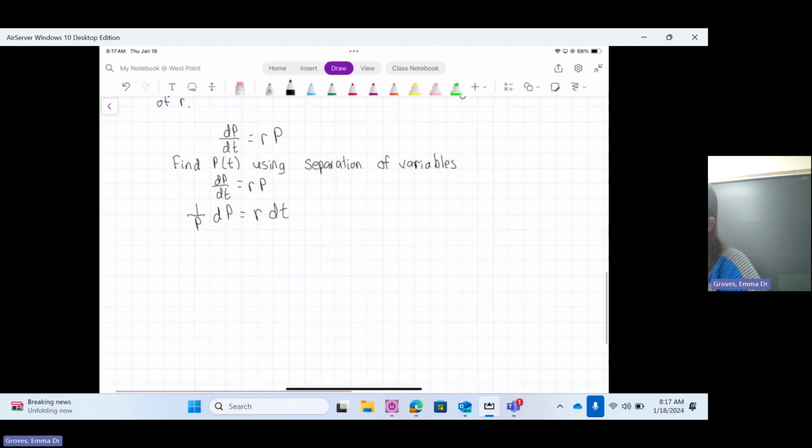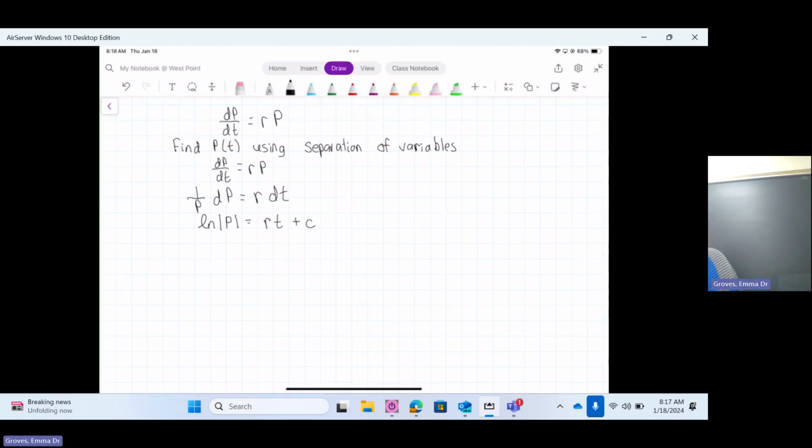Integrate both sides. So I've got the natural log of the absolute value of P equals rt plus D. So it ended up being okay on that last problem that you all dropped the absolute values, but let's talk about why it's going to be okay that you dropped all those absolute values, okay? So if I want to solve for P, I'm going to take the exponential of both sides. So I've got the absolute value of P equals e to the rt plus C, or e to the rt times e to the C, like we talked about on the board, right? Okay.